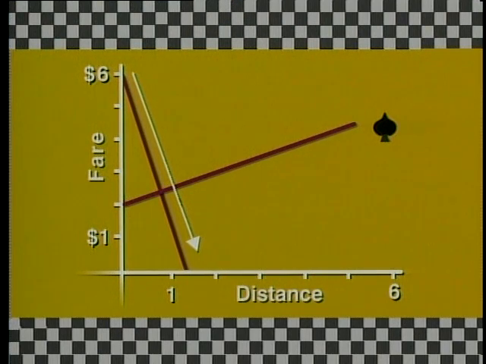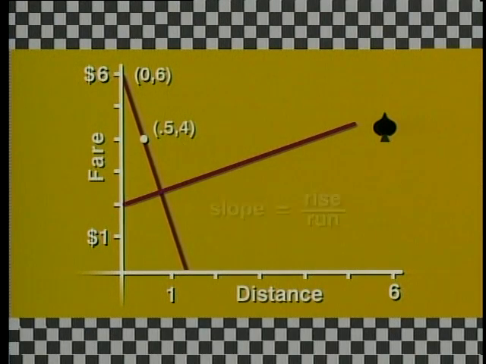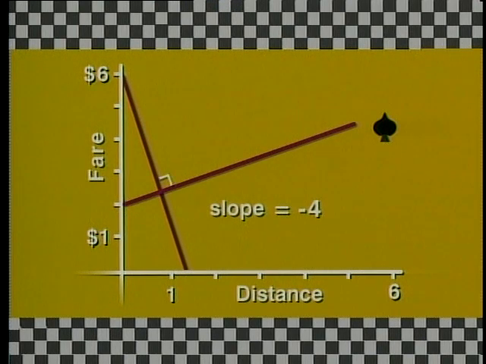Let's figure out the slope of this line. For our 2 points, let's use the y-intercept, (0, 6), and this point here, which is (0.5, 4). So the rise in this case is 2. The run is 0 minus 0.5, which is negative 0.5. 2 divided by negative 0.5 is negative 4. So the slope of a line perpendicular to the line for Ace is negative 4.